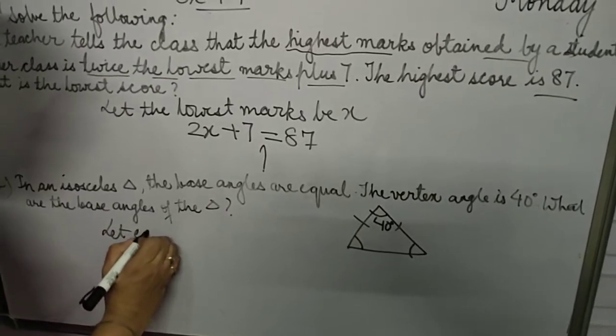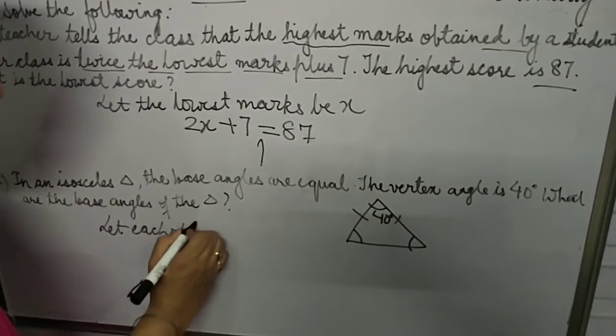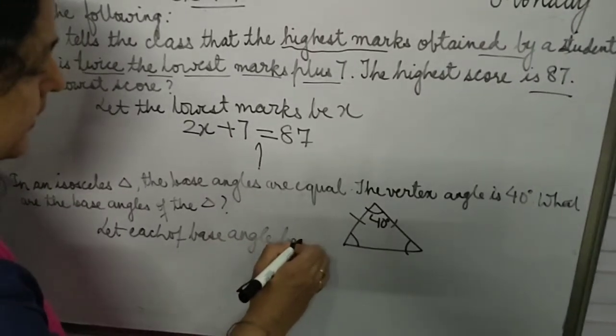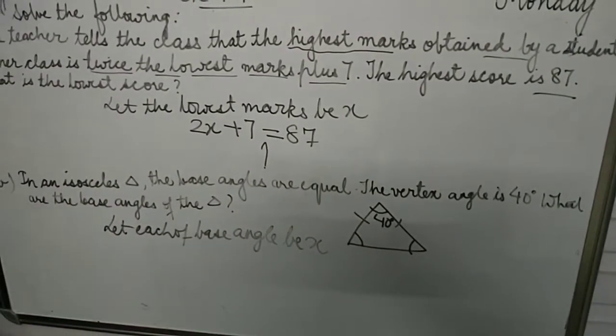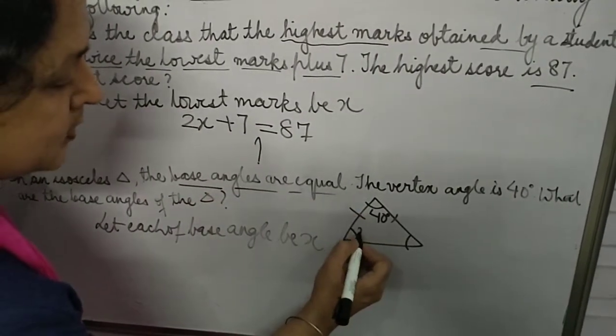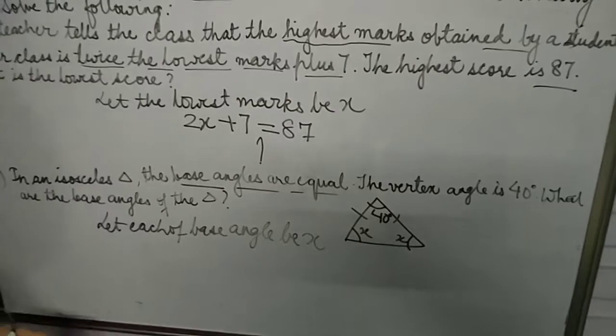Let each of the base angles be x. Why have I written each of the base angles? Because these two base angles are equal. So these two base angles are equal to x.